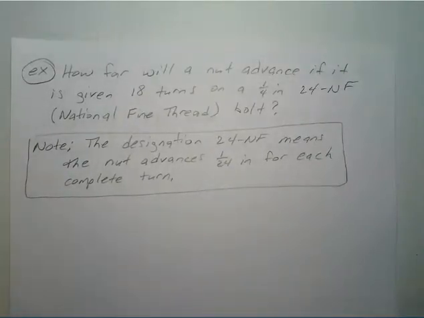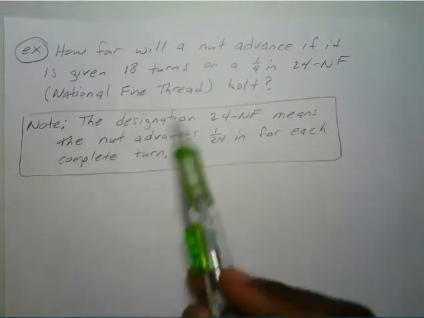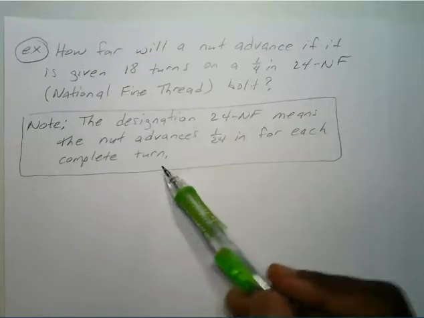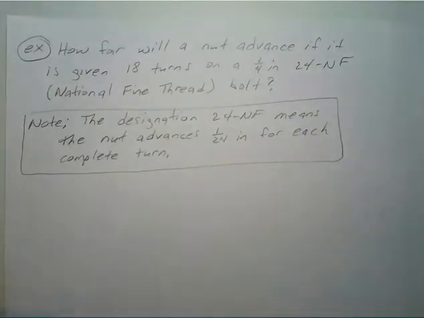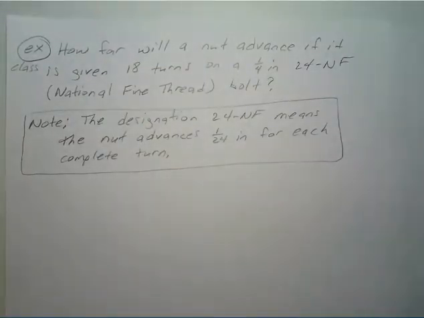For this question, it asks, how far will a nut advance if it is given 18 turns on a 1/4 inch 24 NF, which is the National Fine Thread bolt? Note, a 24 NF designation means that the nut advances 1/24 of an inch for each complete turn. Once again, I want you to press pause and try to solve this one on your own.